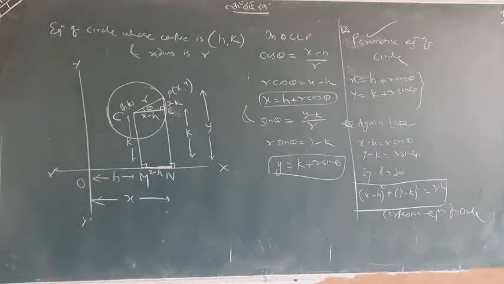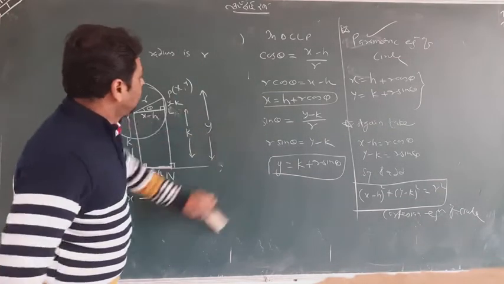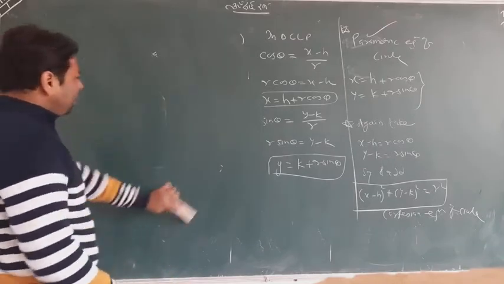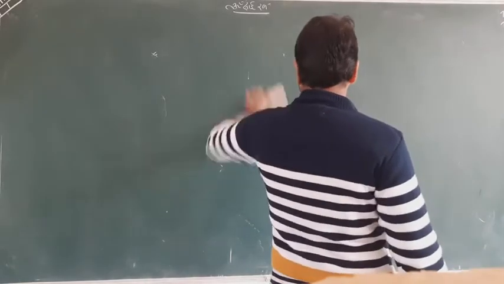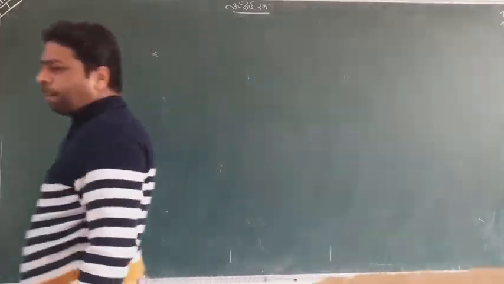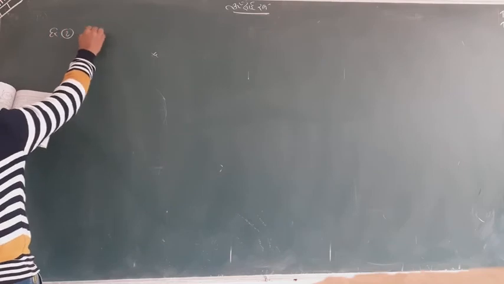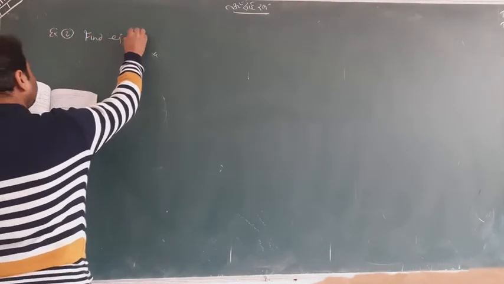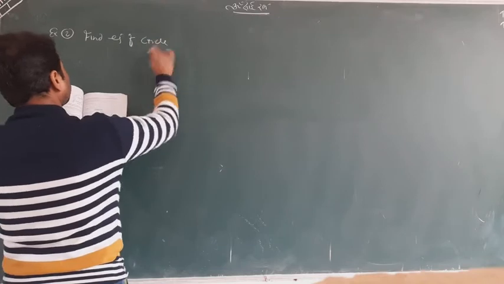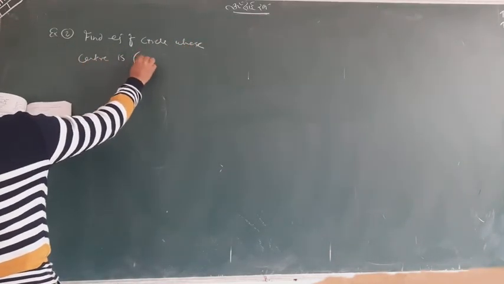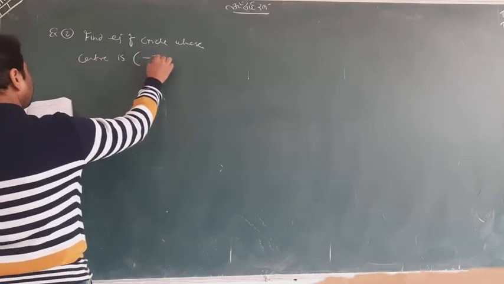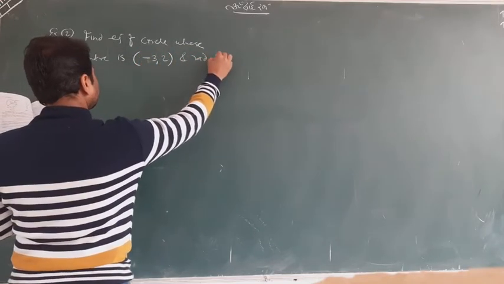It was not hard, and it was very interesting. Now let me tell you some more things. Let me put one example, example number 2. Find the equation of a circle whose center is (-3, 2) and radius is 4.